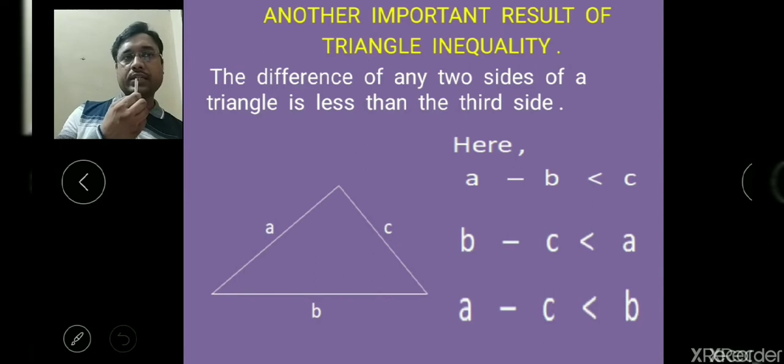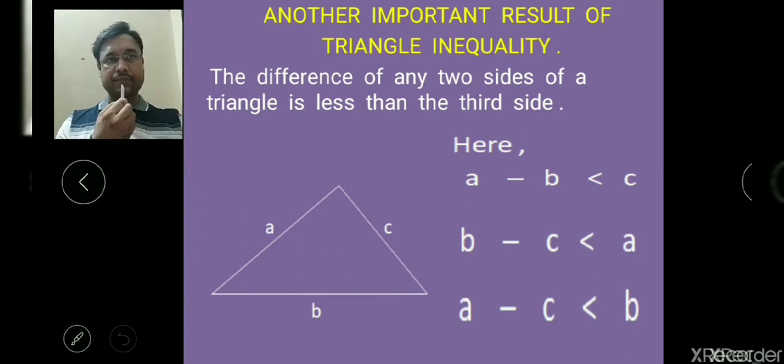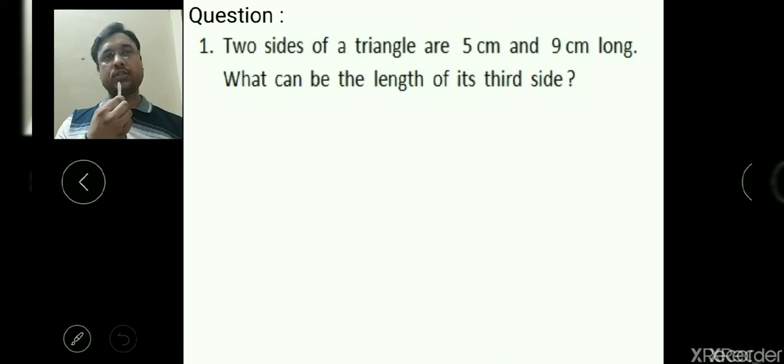In the previous class I explained that the sum of two sides is greater than the third side. But here what we have got is that the difference of two sides is less than the third side. So now some questions we have to see.